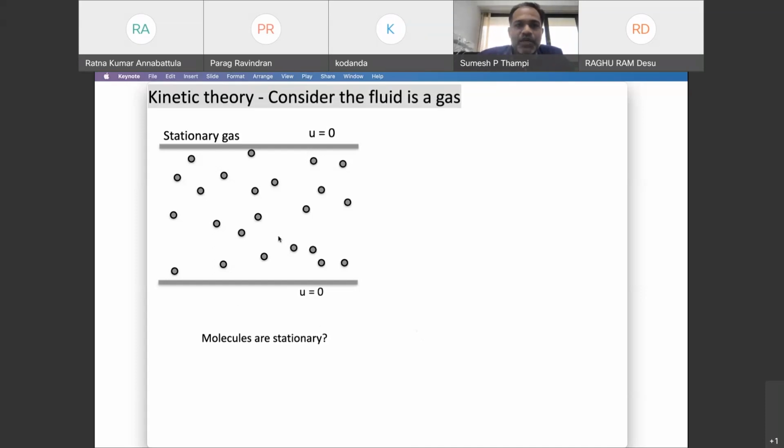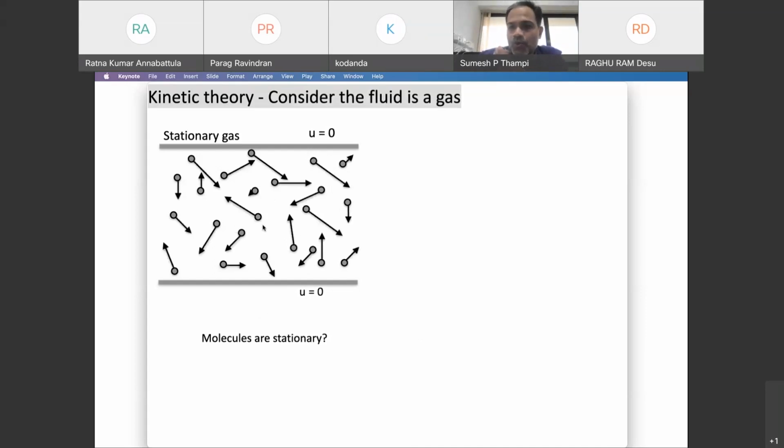So imagine you have a stationary gas. When I say stationary, that doesn't mean that all the molecules are stationary. They are all moving around, right? And then you also know that you can actually calculate the velocity with which these molecules are moving around.